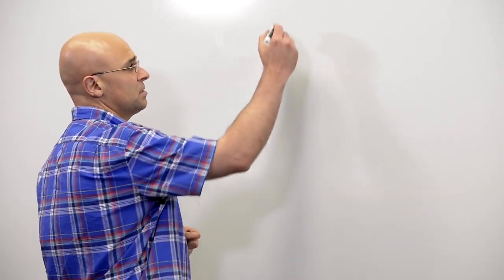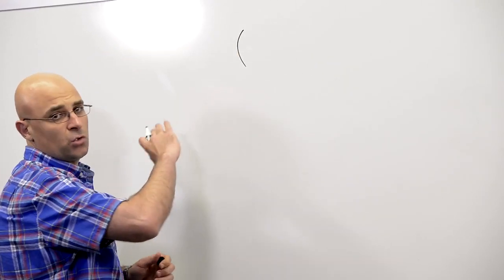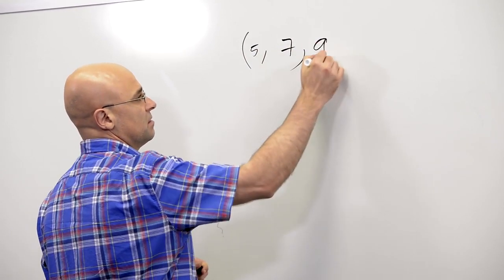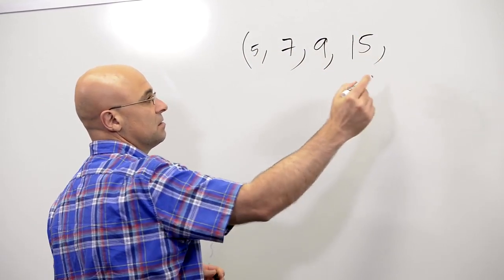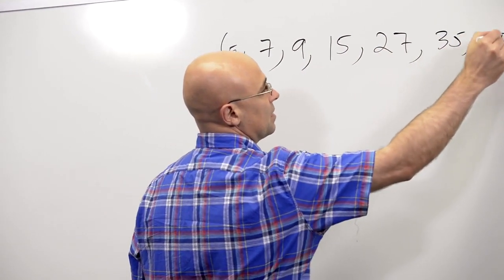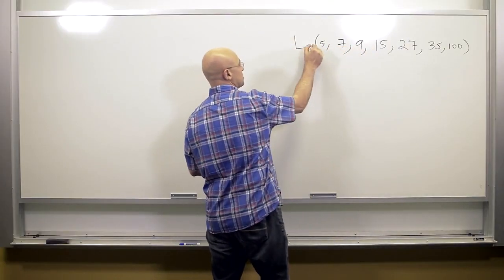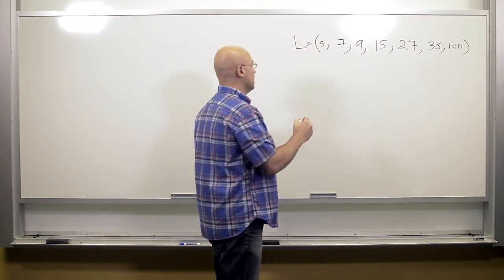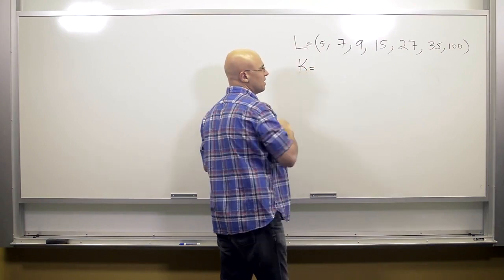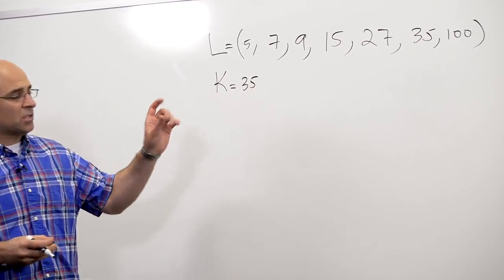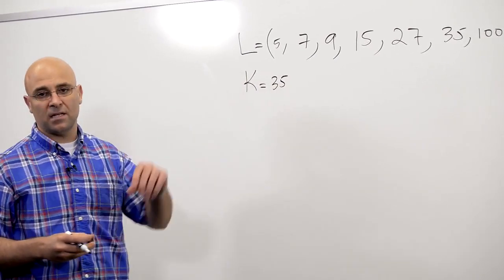I'm given a list of numbers. Let's think about it as a list of numbers, and the list is sorted, let's say in ascending order. So I have 5, 7, 9, 15, 27, 35, 100. So I have this list as an input. Someone gave me this list. And in addition, they're giving me some element k, and that k is, for example, 35. And the question that we want to answer is, is k in the list L?